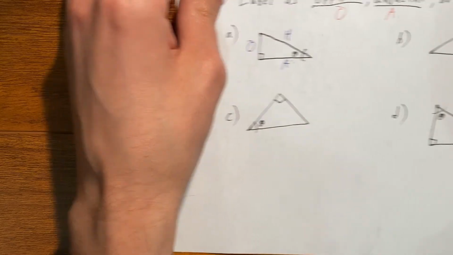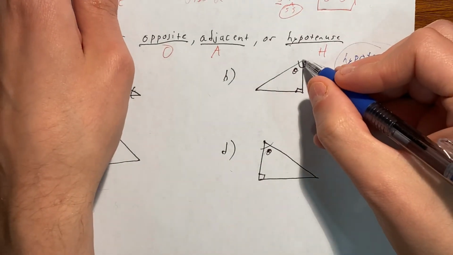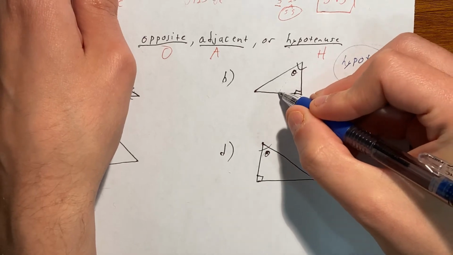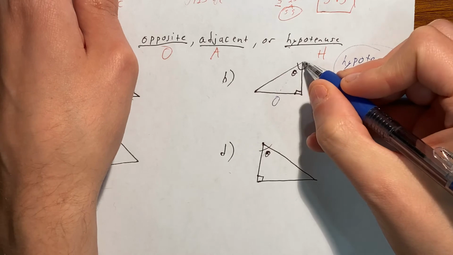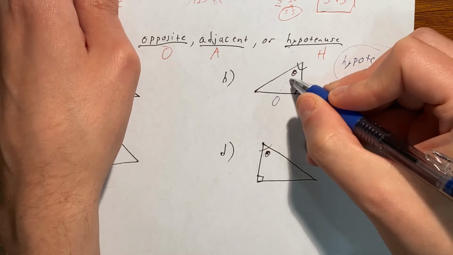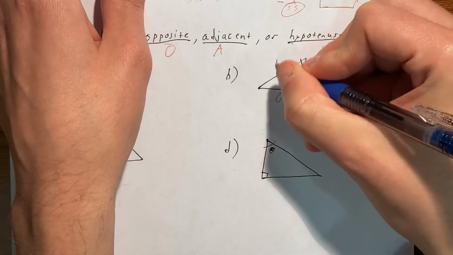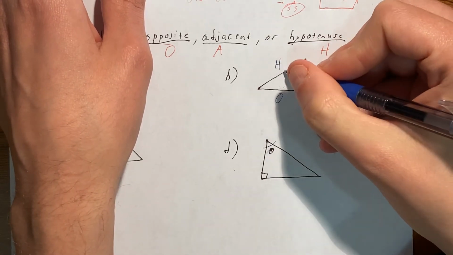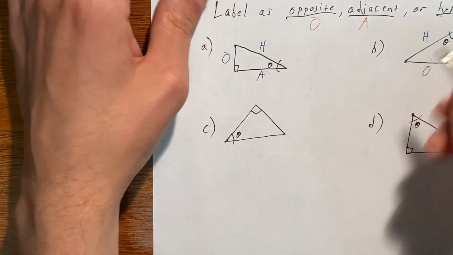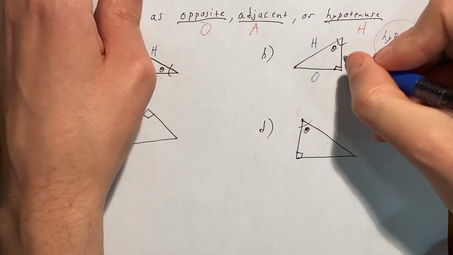Or if you prefer, you could do opposite first. It doesn't matter. If this is the angle, if you go straight across from the angle, that would be the opposite. That's another way to think about it. Here's the angle. On the opposite side of the angle is opposite. Hypotenuse is here because the hypotenuse is always straight across from the right angle. Just like here, hypotenuse was straight across from the right angle. And that's the adjacent.